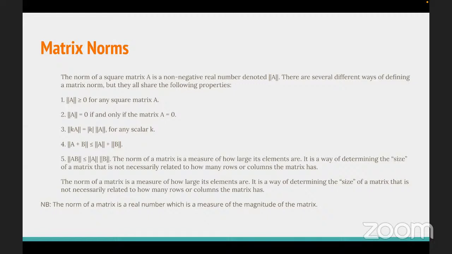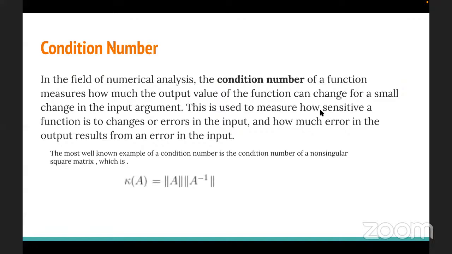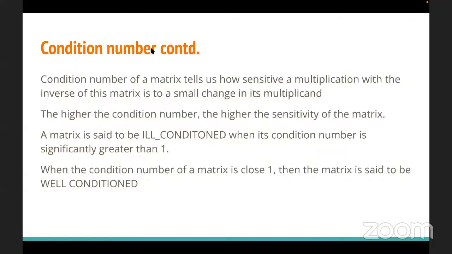Now, before I talk about how to calculate the condition number of a matrix, I need to talk about the next topic, which is matrix norms. Like I said, the formula for calculating the condition number of a matrix is the norm of the matrix times the norm of the inverse. So we need to know how to calculate the norm of a matrix before we get the condition number.